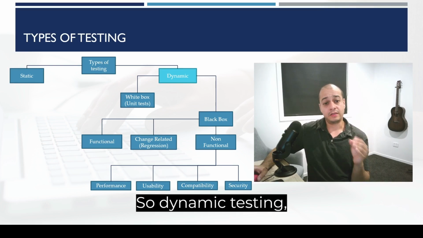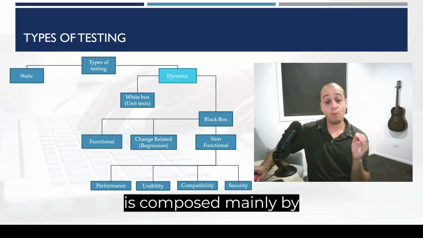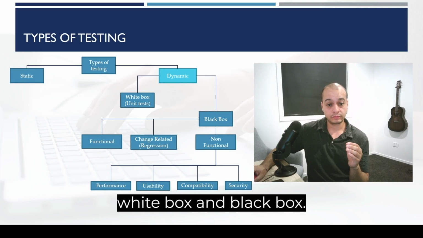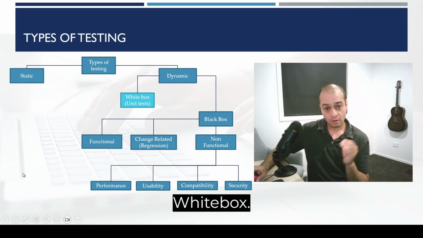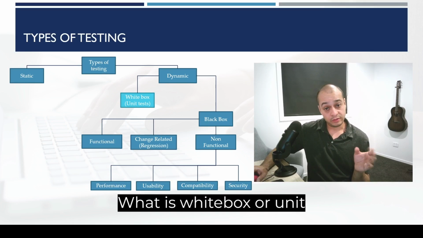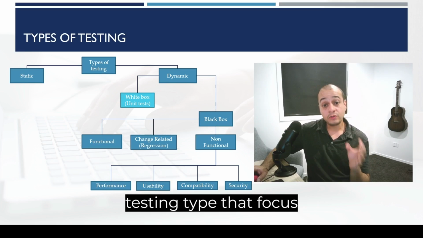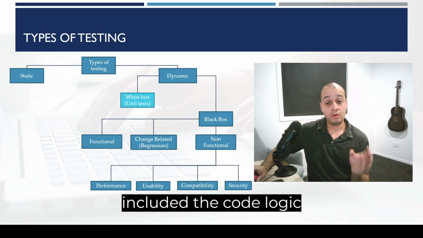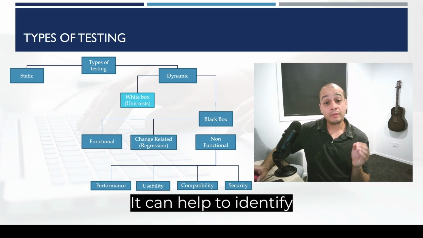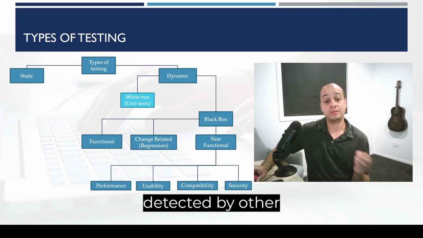So dynamic testing, as you can see in the diagram, is composed mainly of white box and black box. So let's get deep into them. White box. What is white box or unit test? Well, it's another software testing type that focuses on the internal workings of the application, including the code, logic, and data flows. It can help to identify issues such as logical errors, missing or incomplete code that may not be detected by other testing techniques.